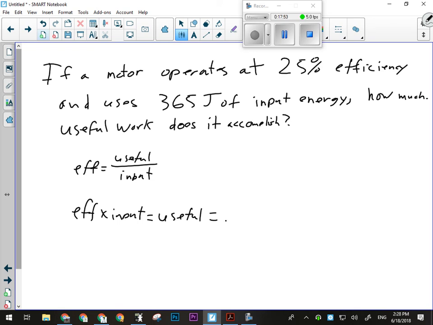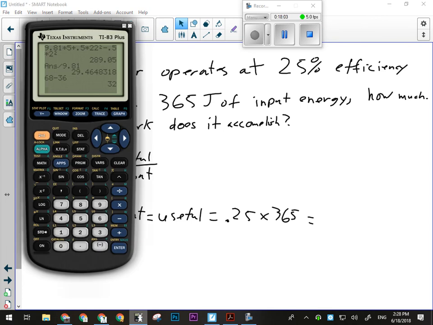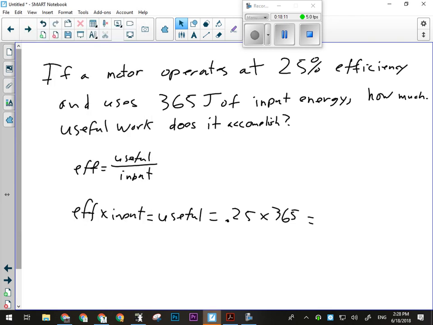Okay, so that's going to be 0.25, because we always have to convert the percentage back into a decimal, right, times 365 joules. Okay, so it's going to do 91.25 joules worth of useful work.